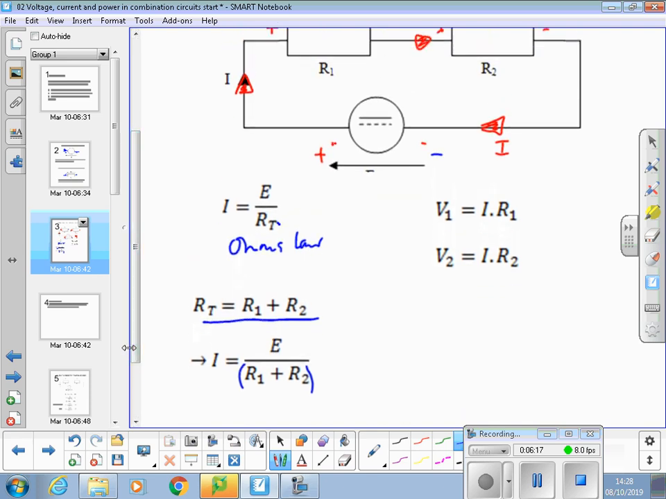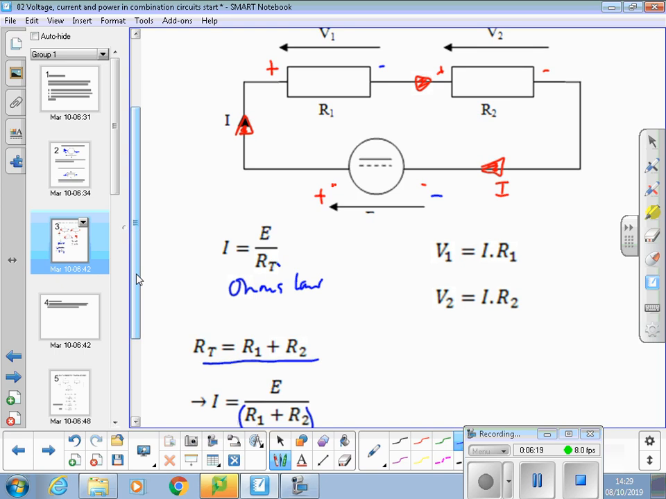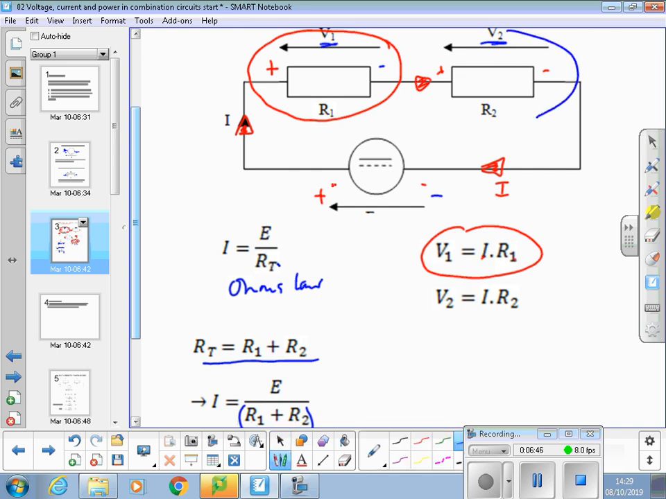Also, we could calculate individual volt drops, these two, V1 and V2. We isolate just that component. The total current flows through it because it's a series circuit. We use the individual resistance to calculate just the volt drop across that one resistor. We isolate this component and we use the same current because it's the same current flowing through it, but we use the value of R2 to calculate the volt drop across there.